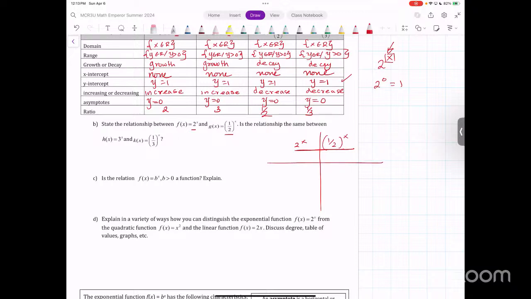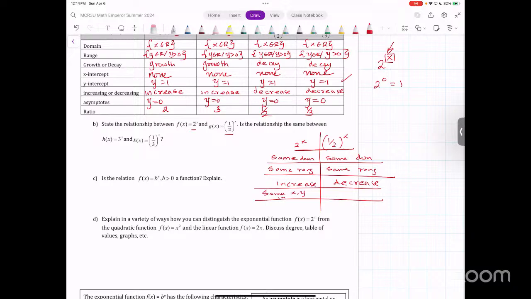First relationship: same domain, isn't it? Same domain. Same range. This is an increasing function. This is a decreasing function. Same x-intercept, same x and y intercept, isn't it? Now, this is the growth function. This is the decay function.